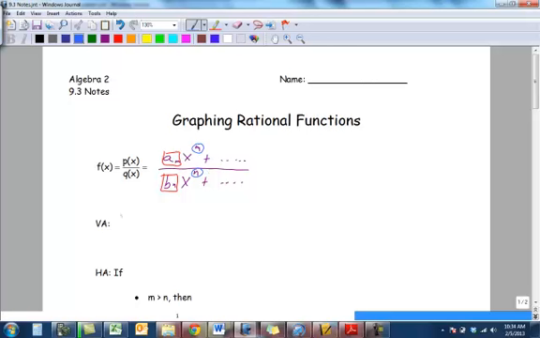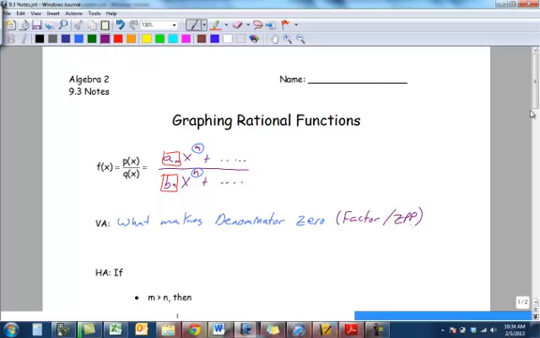Now, our vertical asymptotes are still going to occur where they always occurred. What makes the denominator 0? And the way we're going to find that out is we're going to factor and use the zero product property. All right, what makes the denominator 0? That's going to be our vertical asymptote.